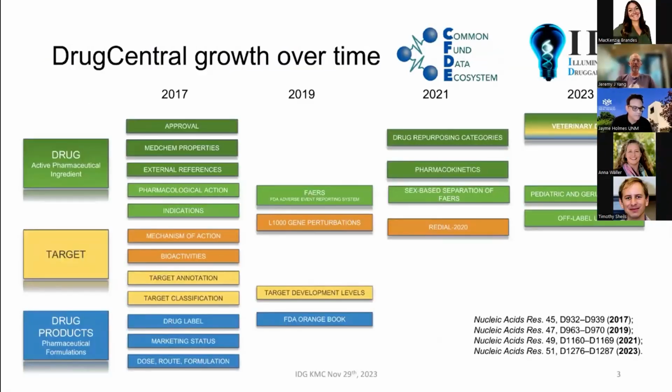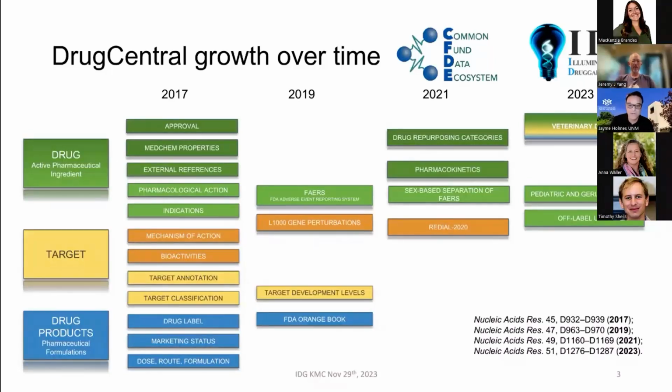So let's go ahead and give you an overview of how DrugCentral has grown over time. In 2017, we had drug approvals, external references, indications and contraindications. We had target annotations and target classifications. For our drug products, we were accruing drug labels, marketing status, and route. Then in 2019, we incorporated FAERS adverse event reporting system data, including L1000 genes and target development levels, which Jeremy mentioned earlier, and FDA Orange Book data.